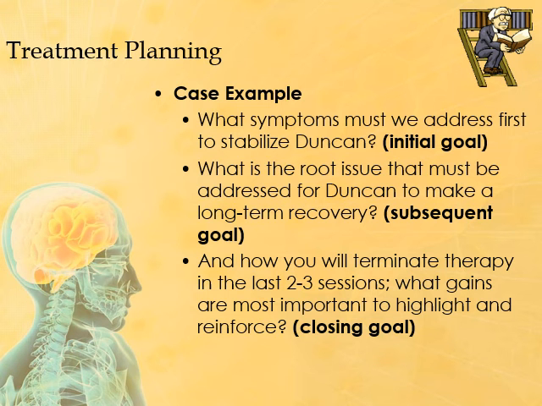What is the root issue next that must be addressed for Duncan to make a long-term recovery? Well, in Duncan's case, it's apparent that he's experiencing some grief and loss, and in addition to that, a significant amount of guilt and regret for his drunk driving, which led to the death of his girlfriend. So here we want to be addressing the grief and the loss, as well as some of the cognitive elements to the case, which tend to be perpetuating his own sense of, for example, low mood, despondency, perhaps even depression. So those would be the root issues that we would be tackling.